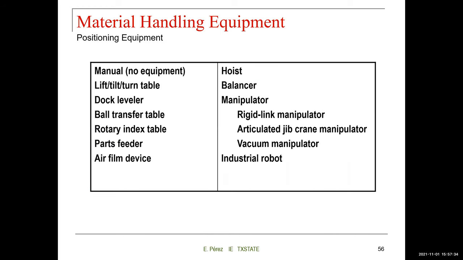Positioning equipment comparison, or the list of positioning equipment, is here. You have dock leveler, ball transfer table, rotary index table, parts feeder, air film device, hoist, balancer, manipulator, and industrial robot.